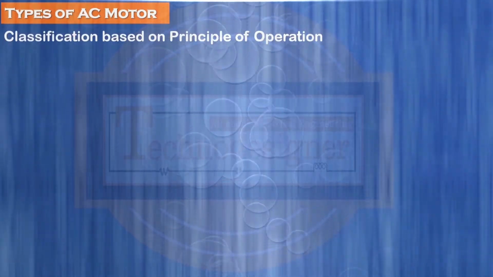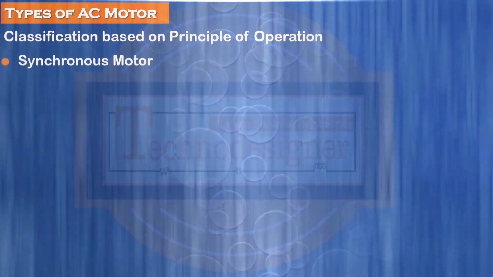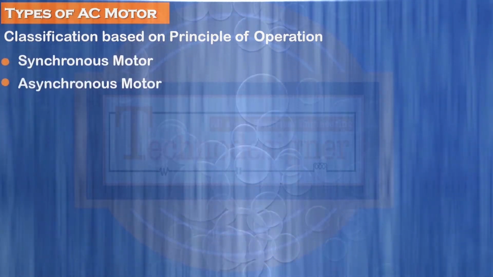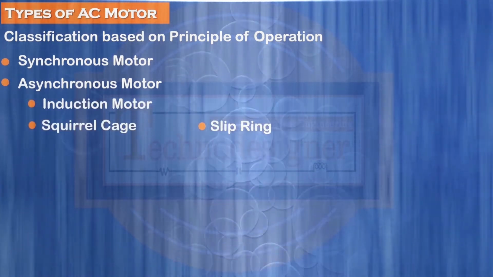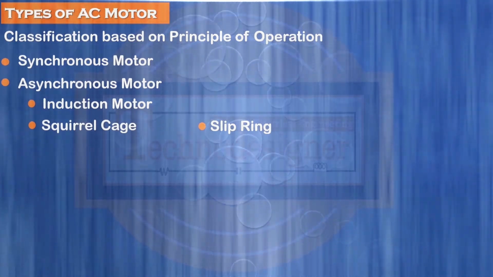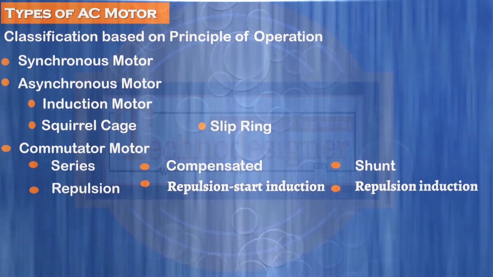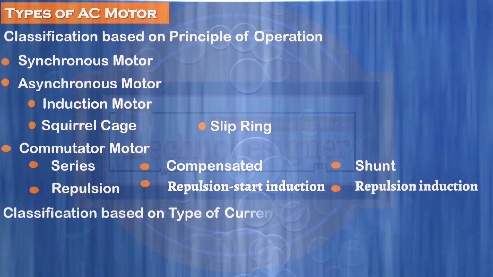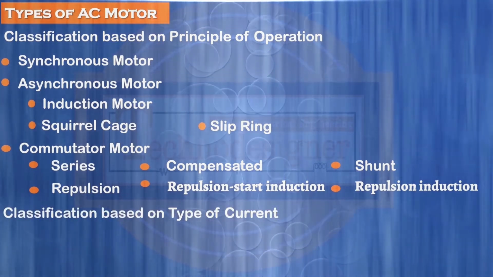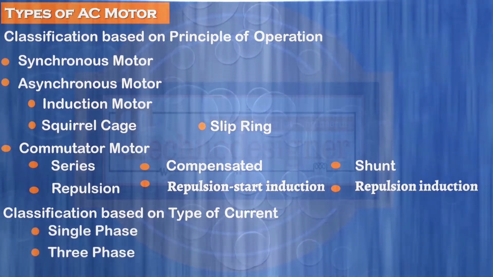Now we are discussing types of AC motors, alternating current motors. Classification based on principle of operation: synchronous motors, asynchronous motors, induction motors, squirrel cage, slip ring. Commutator motors: series, repulsion, compensated repulsion, repulsion start induction, shunt repulsion induction. Classification based on type of current: single phase and three phase.